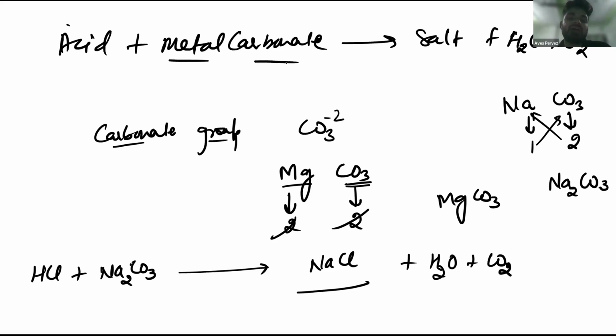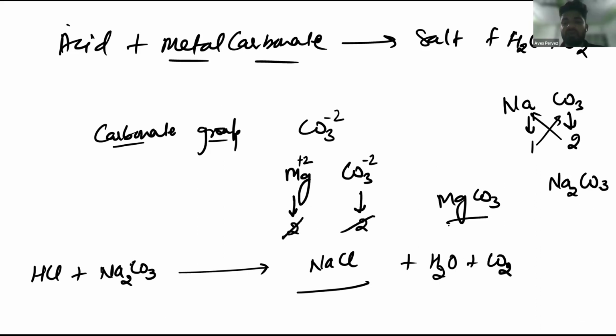Now what is metal carbonate? Can anybody explain? This is the carbonate group, CO3. When it is combined with a metal, we get a metal carbonate. This is magnesium metal, and this is the carbonate group, CO3 with charge minus 2, and magnesium plus 2. Both have the same valency, so they cancel out and form magnesium carbonate, MgCO3. Similarly, sodium carbonate: sodium has valency one and carbonate has valency two. You cross multiply and you get Na2CO3. You understood?